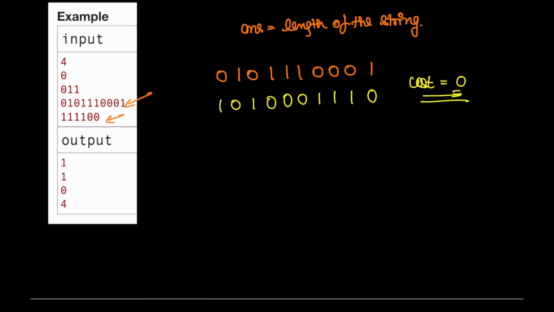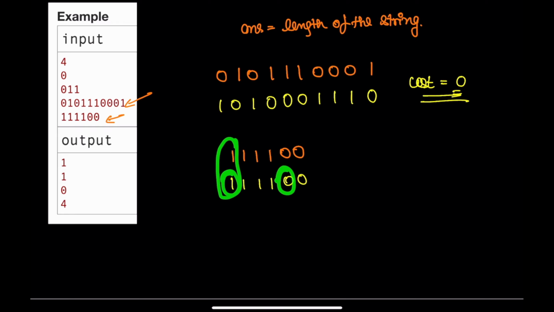Now let's take the fourth sample test case: 1 1 1 1 0 0. I'll write it again. Since the first characters are the same, I'll have to replace it with a 0. So I'll replace it with this 0. The cost is still 0 since it's a swapping operation. That doesn't cost us anything.